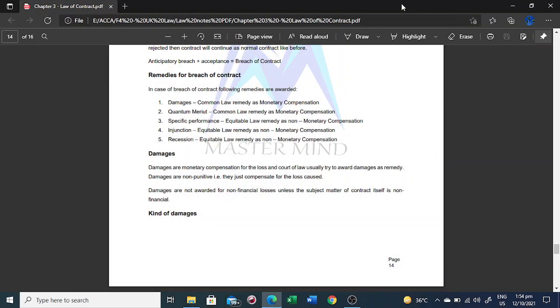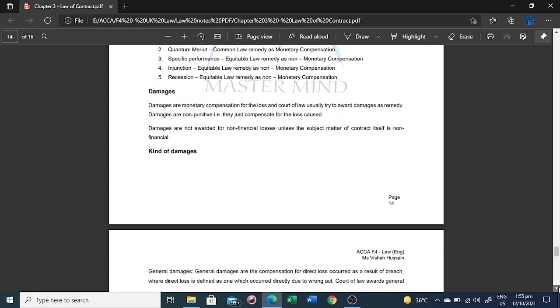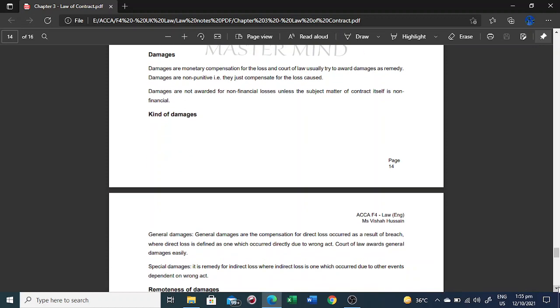Now in case of rescission, it is not recession, this is actually spelled RESCISSION. In that case, the other party gets the right to end the contract. Damages you already know are monetary compensation that you pay.